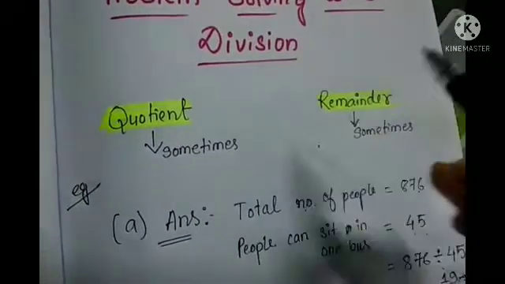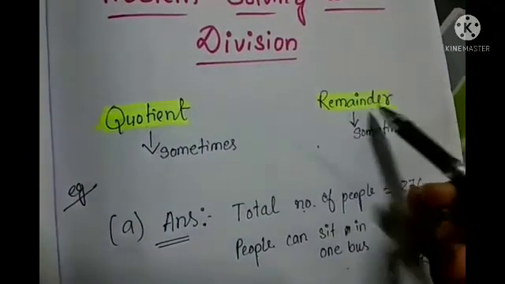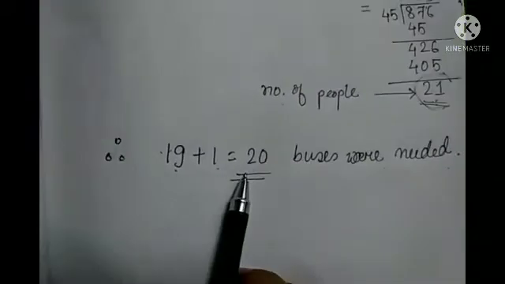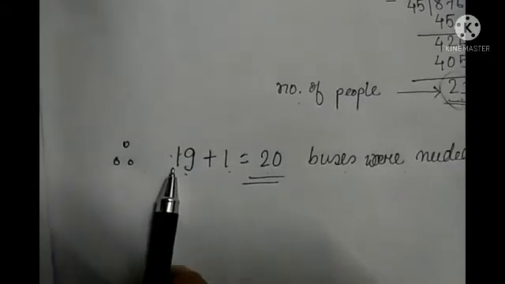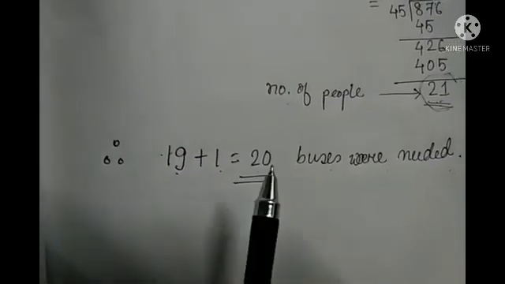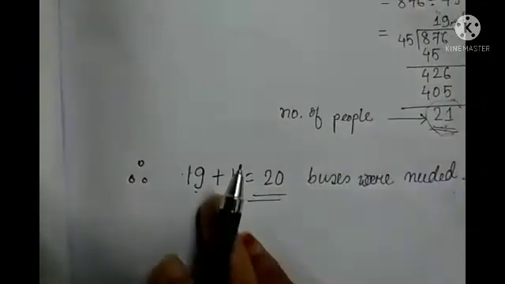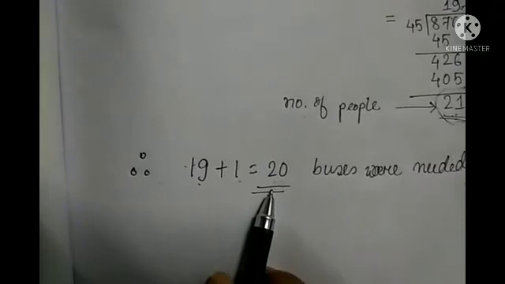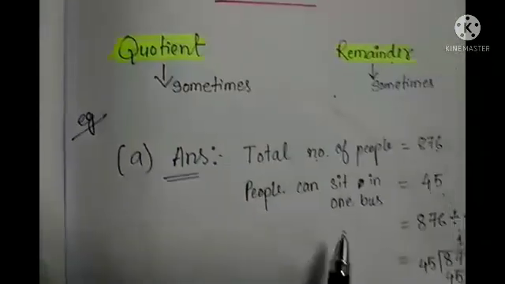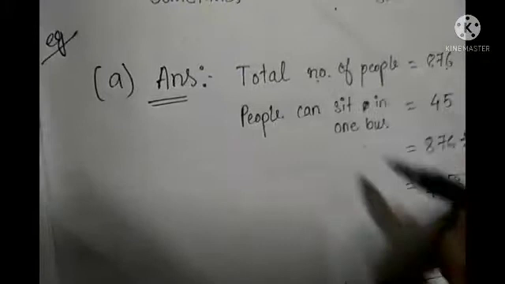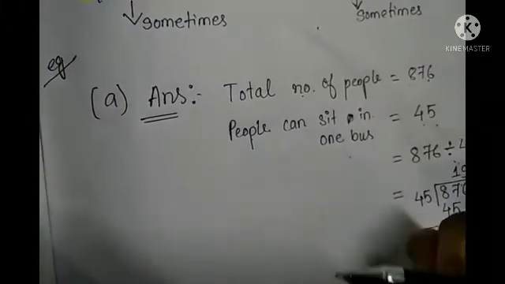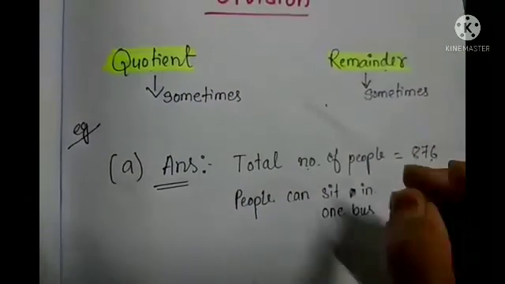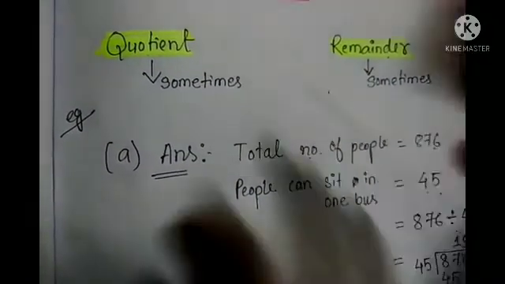So sometimes our answer also depends on what? Remainder. Okay, so this is the problem where you can see that because of the remainder the answer changes. We actually got 19, but to answer this question correctly, we need to add one more bus. So the final answer will become 20. In this way, after reading the question, you can decide whether the remainder should be used or not.